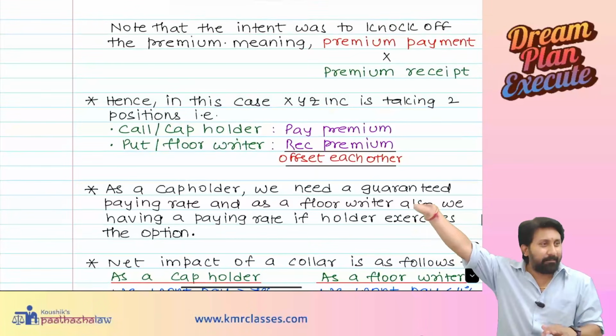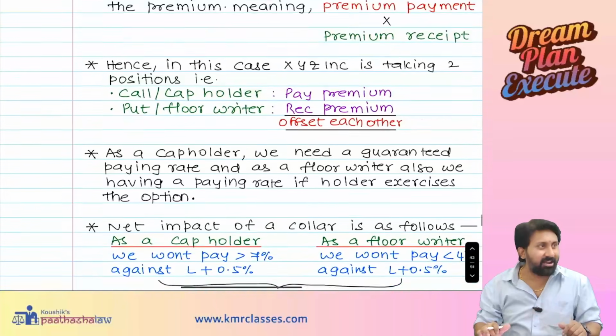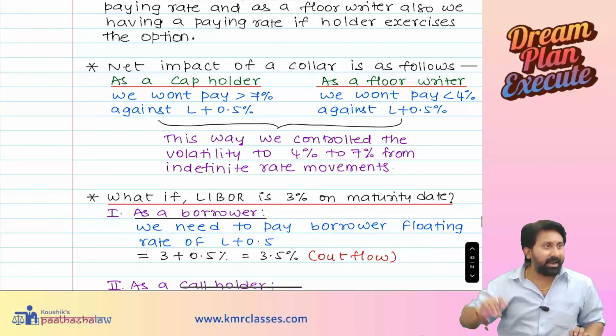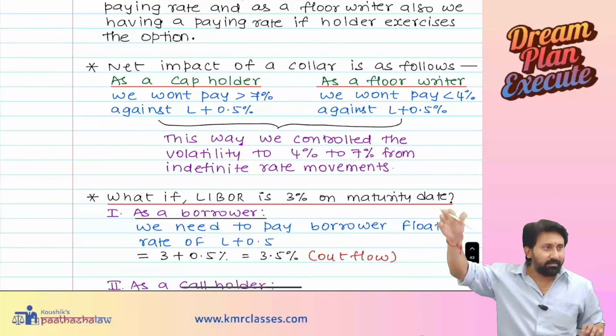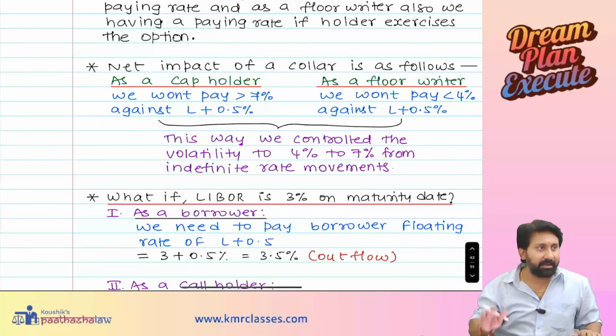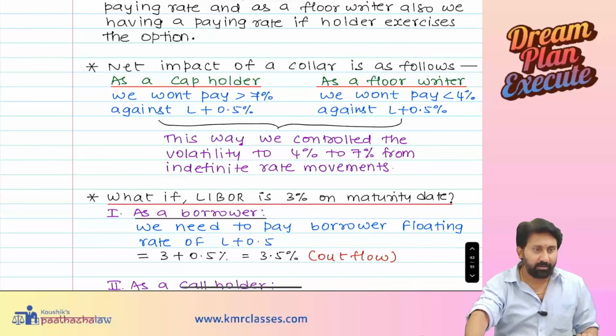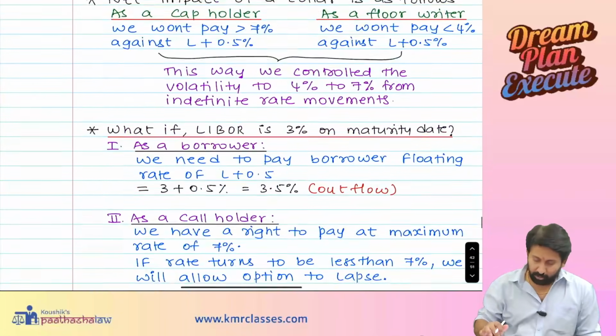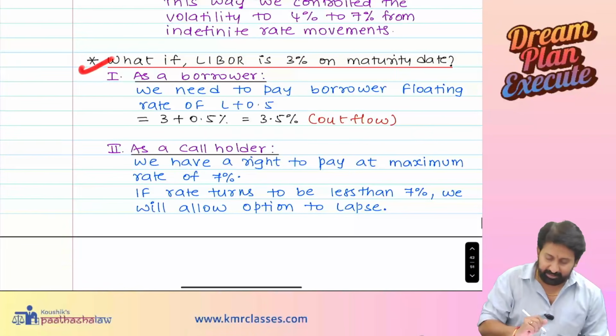Pay premium, receive premium will offset each other. I told all these things now. Net impact is what? We won't pay more than 7. We won't pay less than 4. So we are controlling our volatility between 4 and 7. Let us try to complete this first.